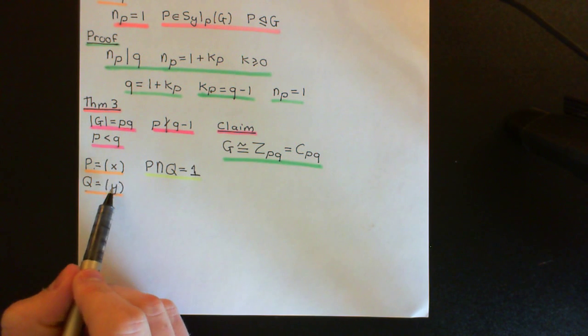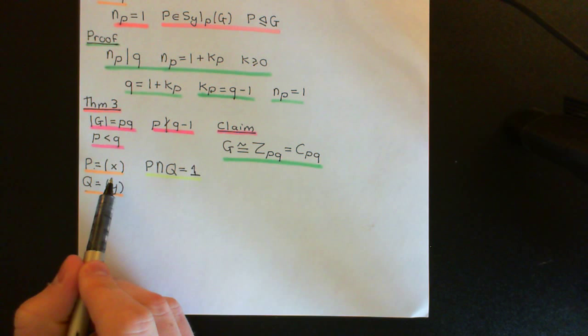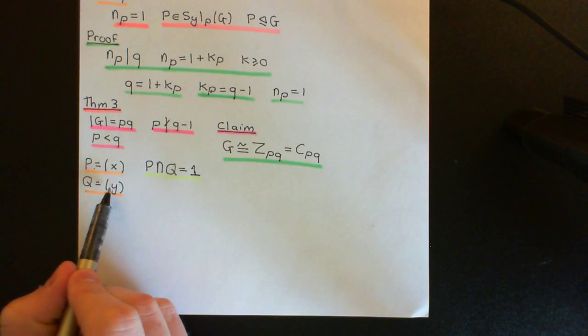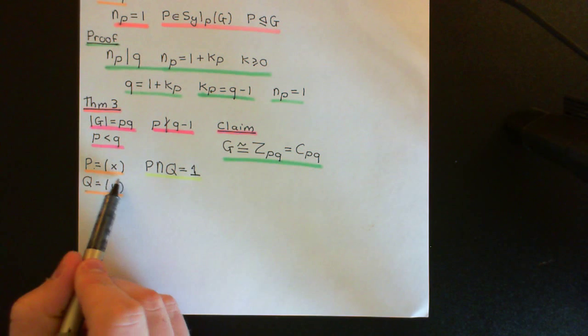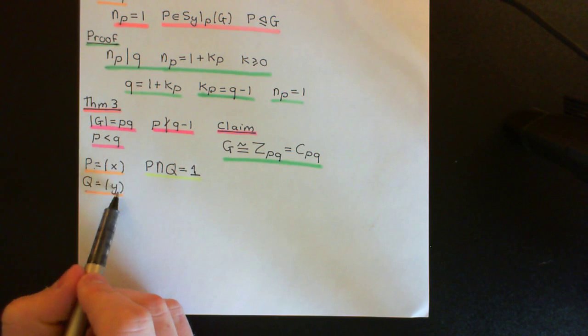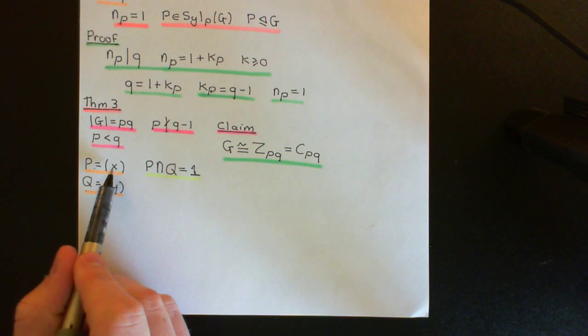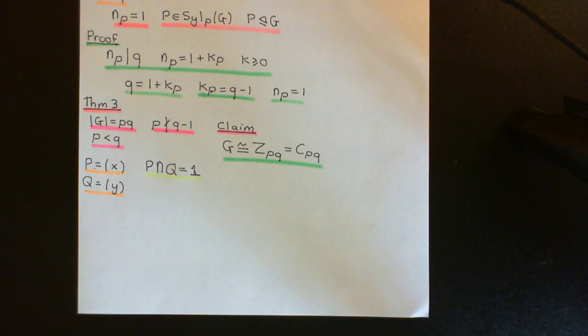So that means that only the identity element can be shared, because all of the non-identity elements here are of order p, and all of the non-identity elements here are of order q, so they can't possibly be of order p and q. None of the non-identity elements can be shared, so the only shared element is the identity, and therefore when we intersect these two together we're going to get the trivial subgroup.